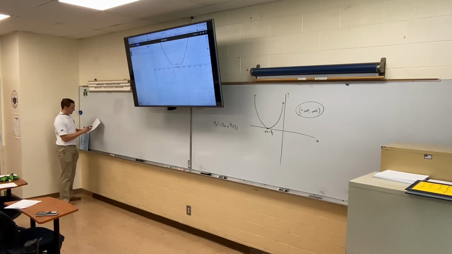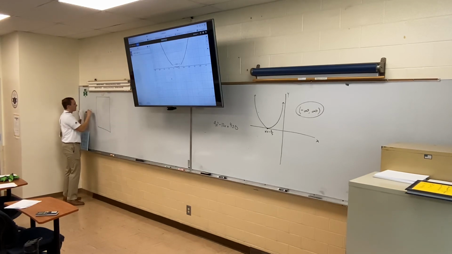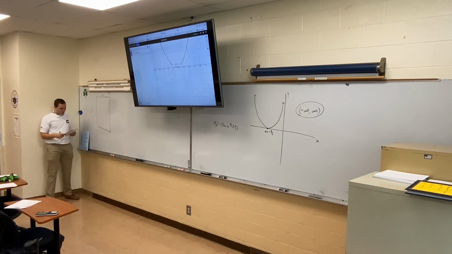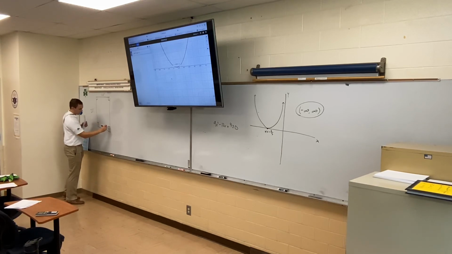Alright, so we have a box. A piece of paper, a piece of cardboard, right? It's 20 inches by 22 inches. Right, and then we cut squares out of the corners. They're squares, so these two lines are congruent.